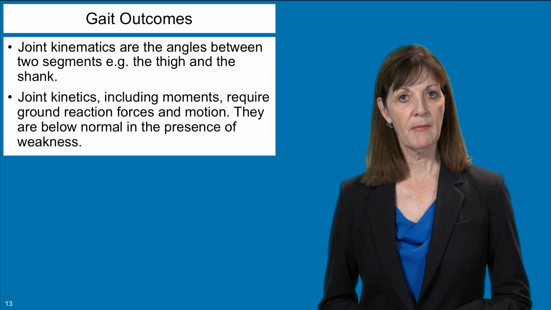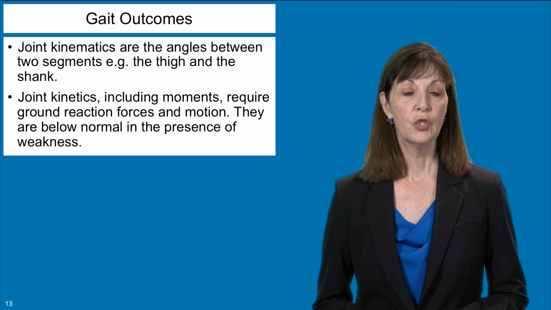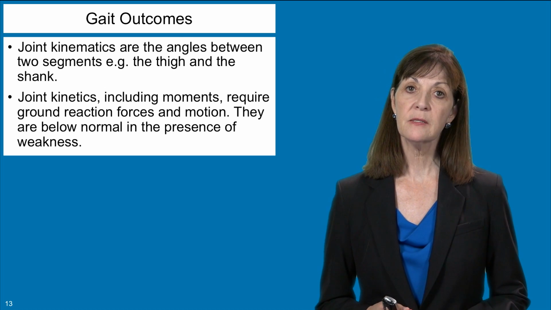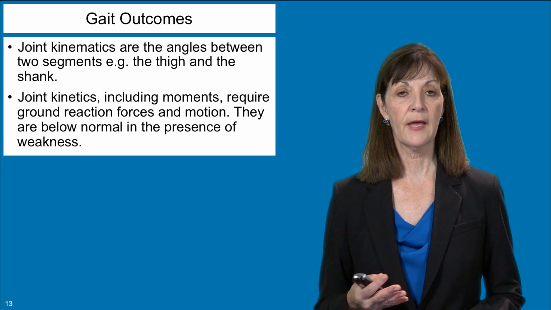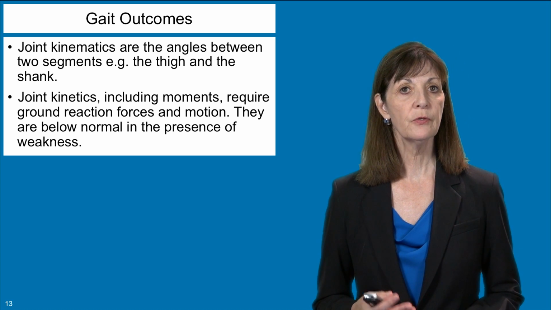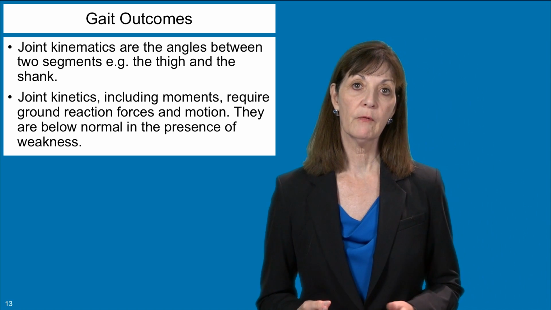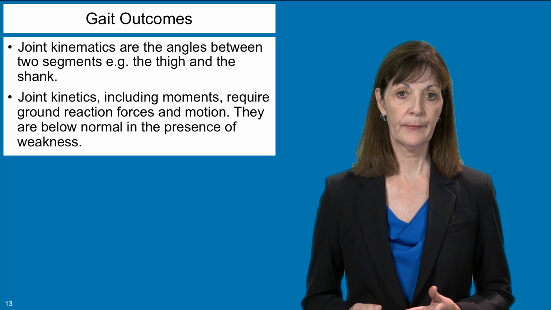So the specific outcome measures that we can calculate using gait analysis are joint kinematics, which are the angle between the segments. So we can calculate the knee joint angle, the hip joint angle, the ankle joint angle, and then also joint kinetics, which include these moments, and they require the ground reaction force vectors and the motion data.